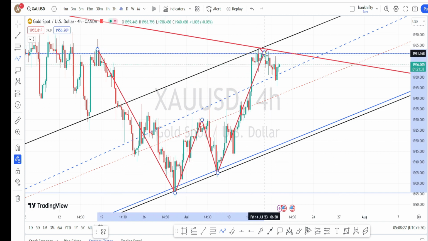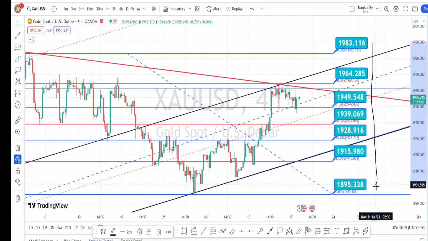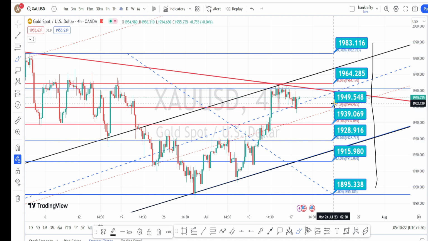And since it has completed its double bottom pattern, we can expect the price action to make a bearish side retracement. So we can expect the price action to be trading within these ranges for today also. Currently the price action is trading between the support level of 1949 or 1950 and resistance level of 1964.